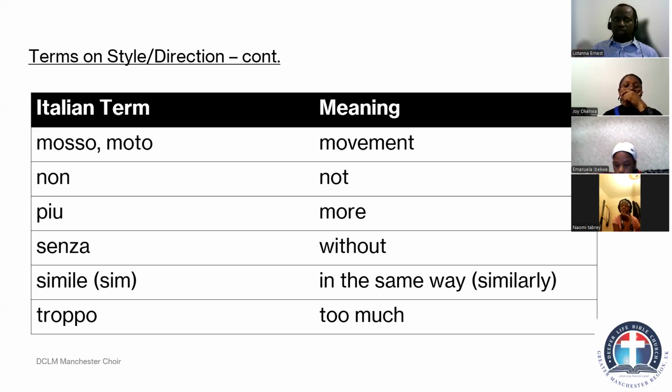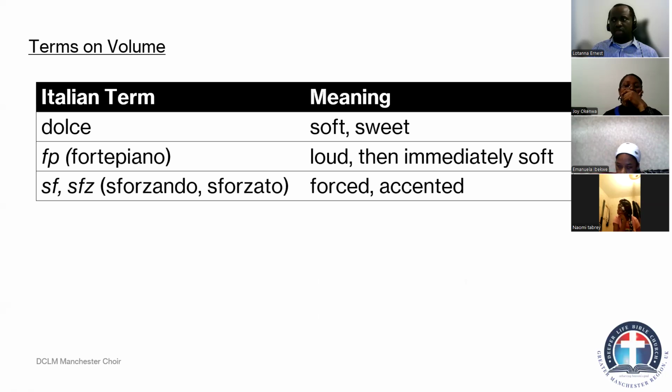So we've looked at terms and signs as it deals with speed, tempo. We've looked at styles or direction. Now I want to look at volume, or a bit of dynamics. All right. Now the first one there is dolce. Dolce simply means, like if you think about a dove, soft, sweet. Sometimes you see it at the beginning of a song. They say dolce. It means this song is soft throughout, sweet.